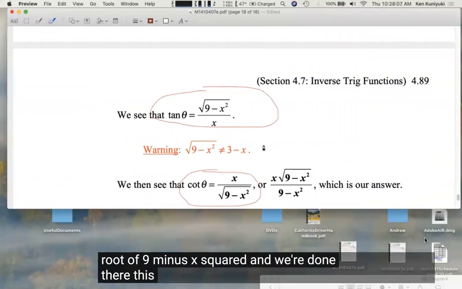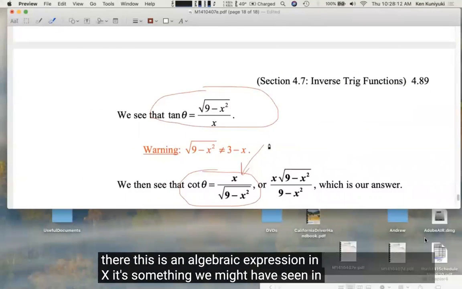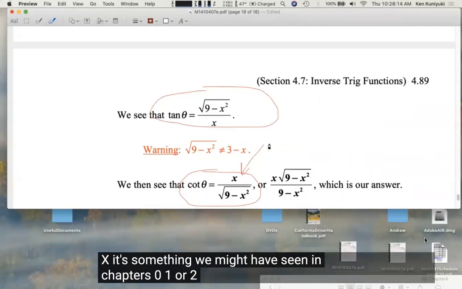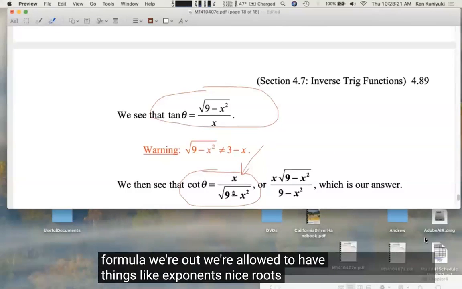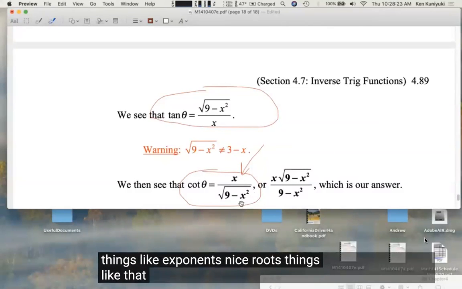And we're done there. This is an algebraic expression in x. It's something we might have seen in chapters 0, 1, or 2. Think of the quadratic formula. We're allowed to have things like exponents, nice roots, things like that.